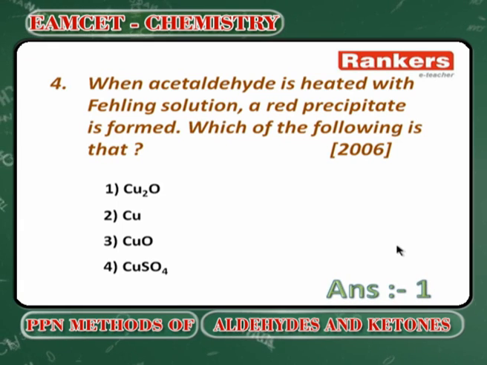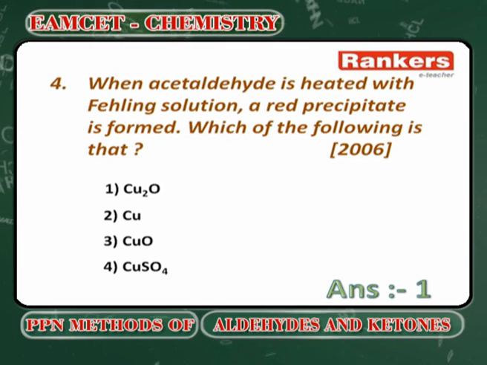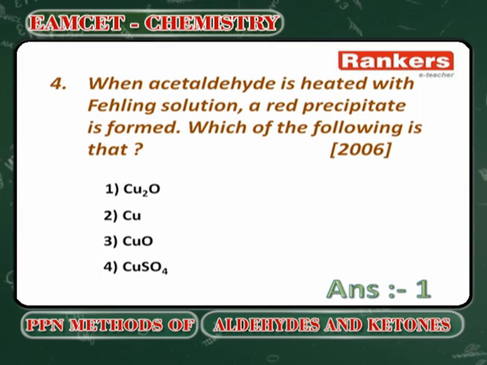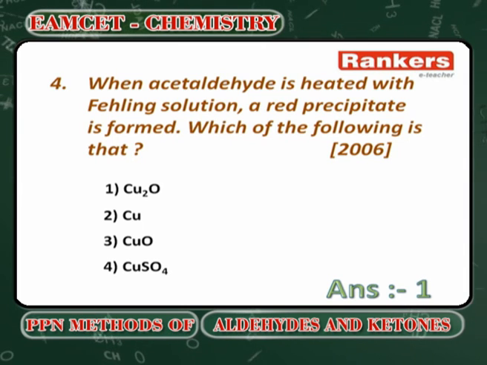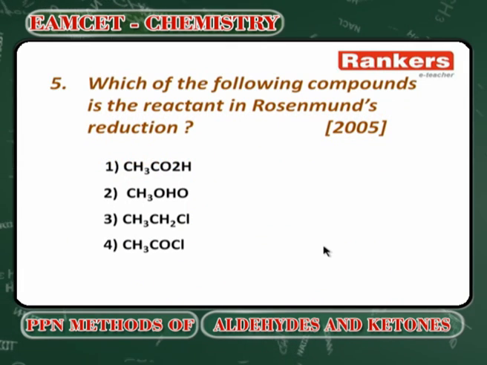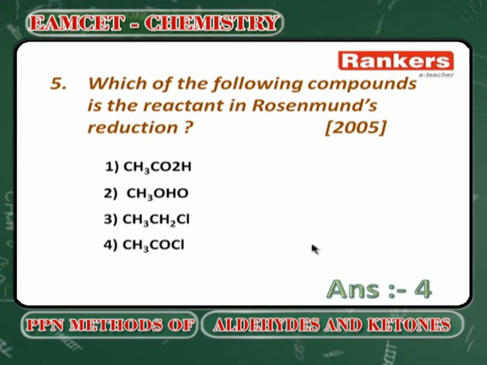When acetaldehyde is heated with Fehling's solution, what is Fehling's solution? It is copper sulfate mixed with sodium potassium tartrate. When this solution is added, a red precipitate is formed. If it is an aldehyde, the cupric oxide is converted to cuprous oxide, that is Cu2O, the right answer. First one is the right answer. Cupric oxide is blue colored, cuprous oxide is red colored, and the red precipitate is cuprous oxide.